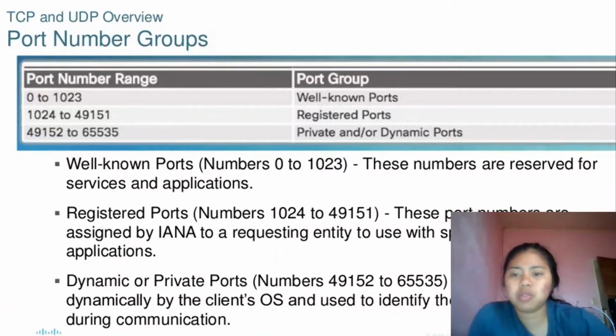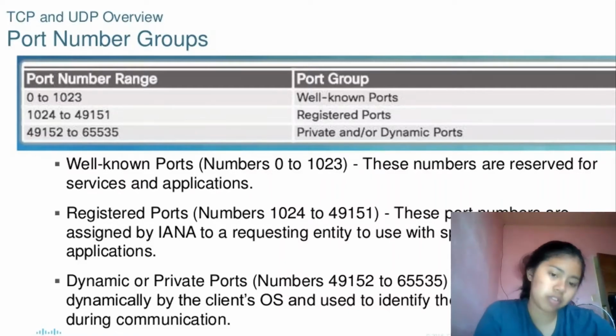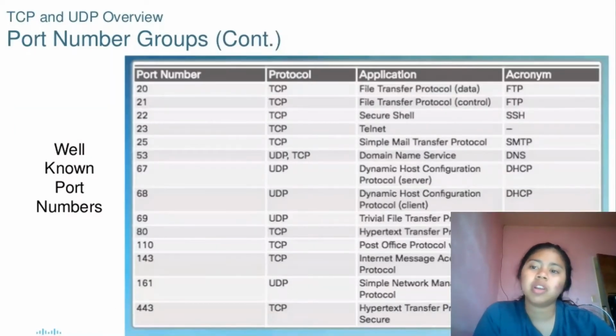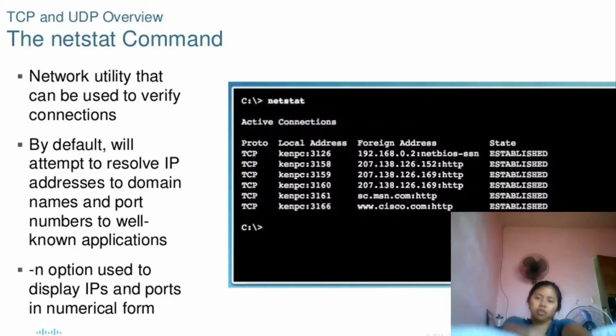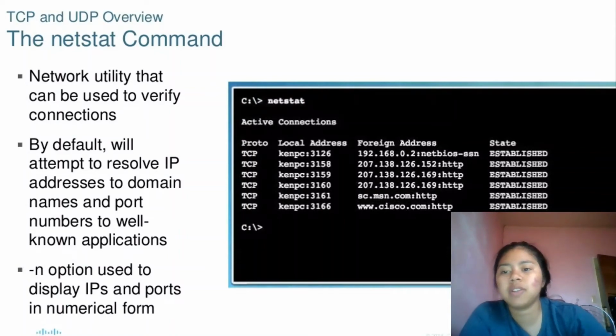Port number groups: well-known ports are 0 to 1023, registered ports are 1024 to 49151, and dynamic or private ports are 49152 to 65535. The netstat command is a network utility that can be used to verify connections. By default, it will attempt to resolve IP addresses to domain names and port numbers to well-known applications.